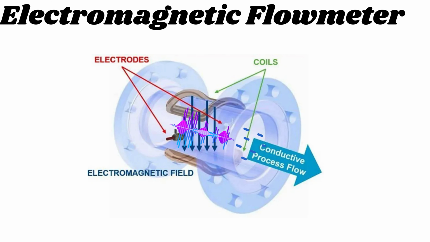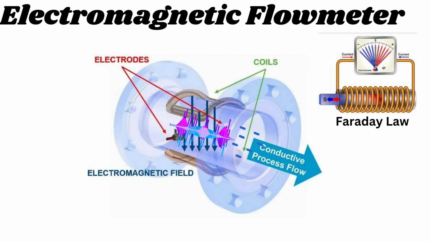Electromagnetic flow meters. The measuring principle of electromagnetic flow meters is based on Faraday's law. The voltage induced by a conductive liquid moving through a magnetic field is directly proportional to the speed of the conductive liquid. The induced voltage is measured across two diametrically opposed electrodes.